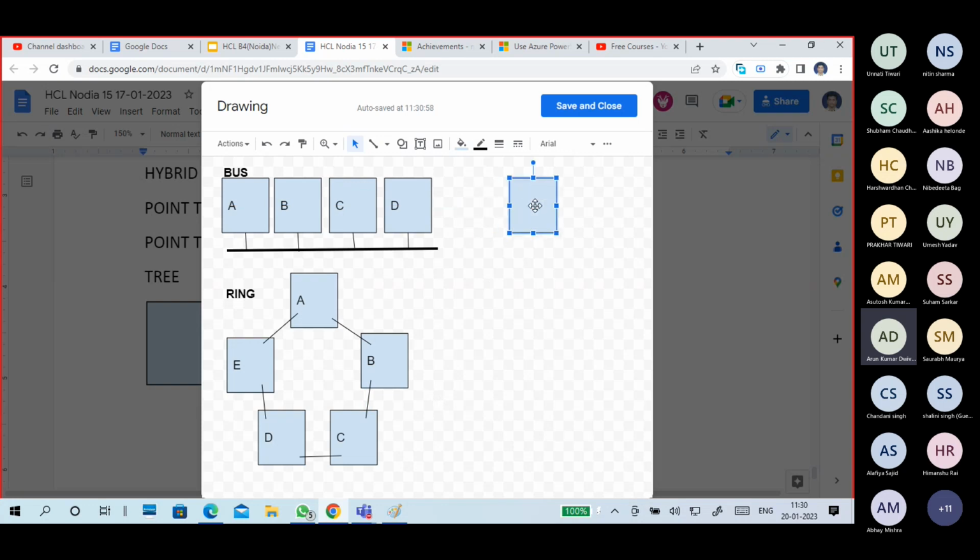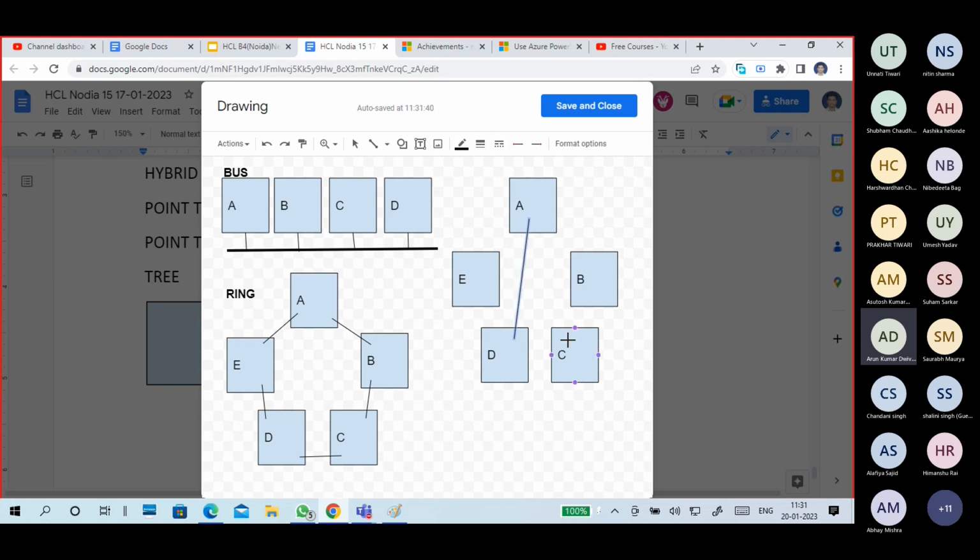The next one is... guys, do you understand bus topology and ring topology? Yes, sir. Very good. I have devices A, B, C, D, E. So think like this. This is the problem with this. Can anybody guess what topology it is?